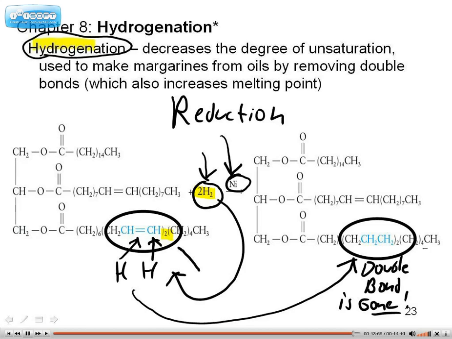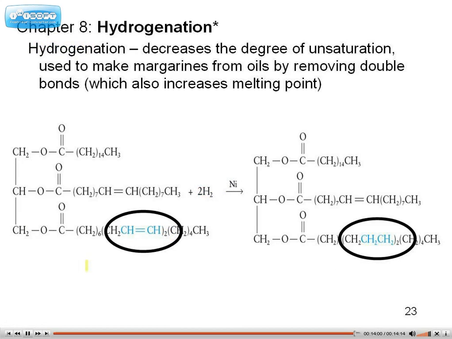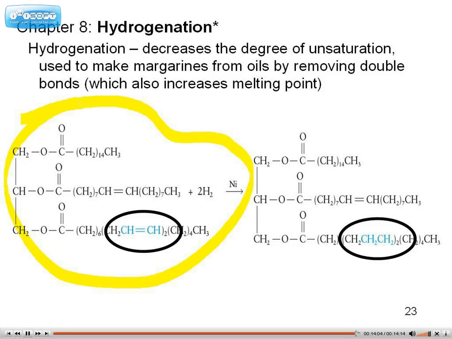So if I give you, and I'll just highlight it here, if I give you this portion right here, you should be able to go ahead and predict the product, showing at least the removal of the double bonds.